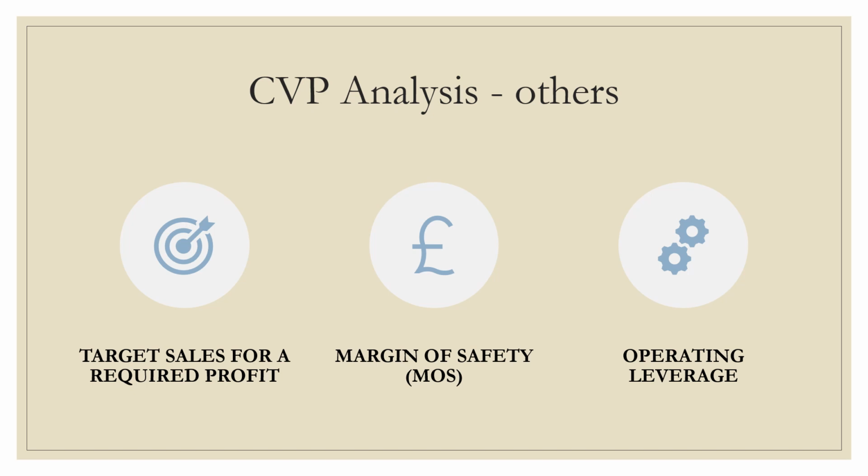Now we look into the CVP analysis in order to calculate target sales for required profit, margin of safety (MOS), and the operating leverage. At this time, we only cover two CVP analyses: target sales for required profit, and margin of safety, MOS.